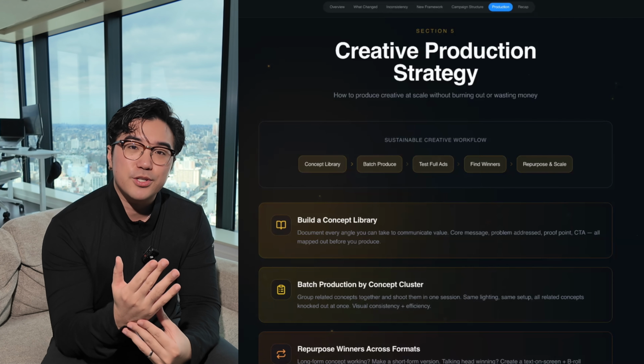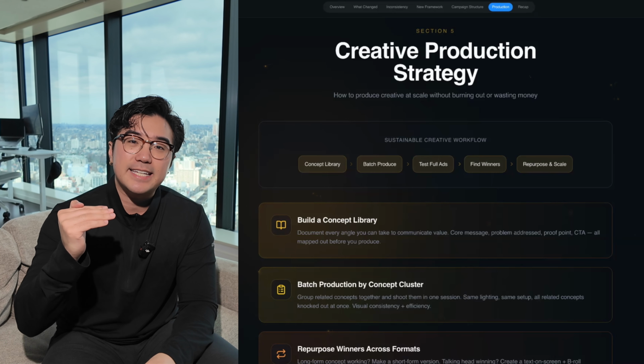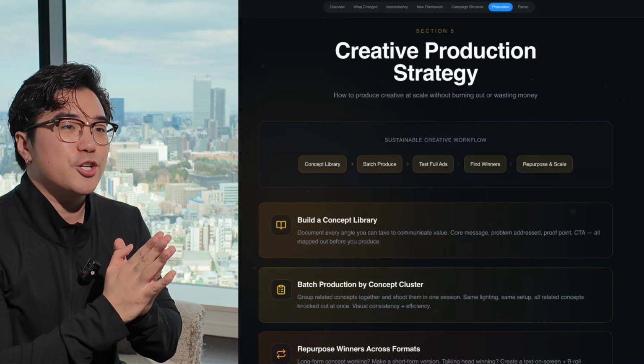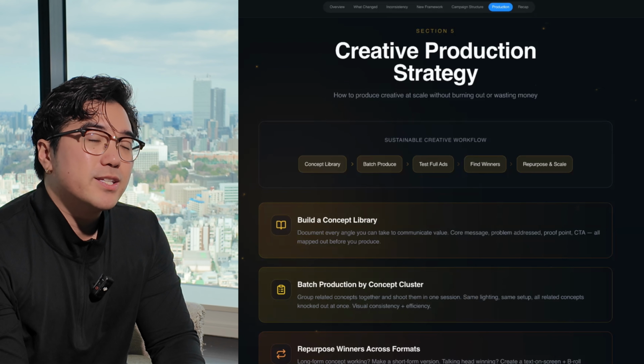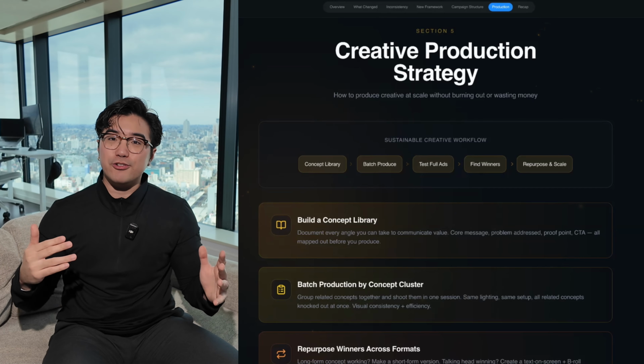First, you need to shift from building a hook library to building a concept library. A concept library is a documented list of all the different angles you can take to communicate your value proposition. For each concept, you write out core messages, the problem it addresses, the proof point you'll use, and the CTA. And when it's time to actually produce creatives, you're not starting from scratch. You're executing against a documented concept. That makes production way more efficient because you're not just sitting in front of the camera trying to figure out what to say. You already know what you're saying, you just have to say it.